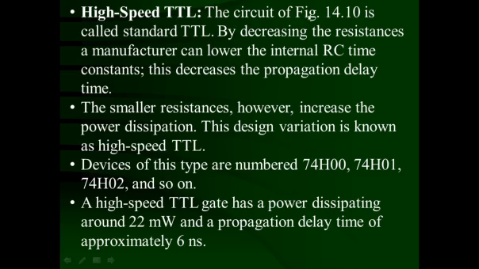The circuit of figure 14.10 is called a standard TTL. By decreasing the resistances, a manufacturer can lower the internal RC time constants. This decreases the propagation delay time. The smaller resistance, however, increases the power dissipation. This design variation is known as a high-speed TTL. Now, how are they going to be designated? How can you recognize them?